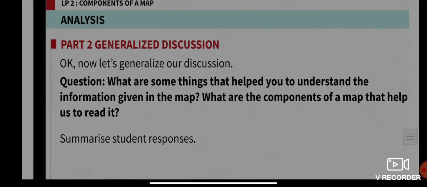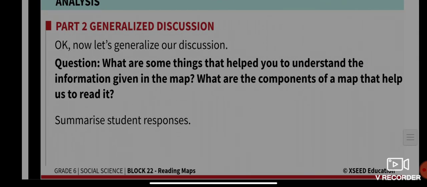Now, what are some things that help you understand the information given in the map? What are the components of a map that help us to read it? Very simple. Please listen carefully.